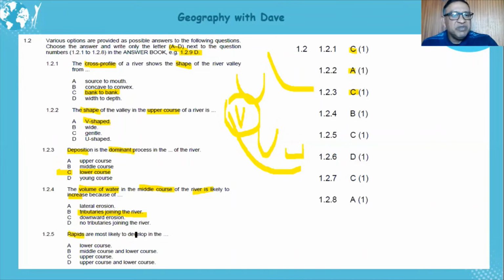Let's look at this. Rapids are likely to develop in the, okay, you will get rapids everywhere, but they're more common in where? You understand? And you've learned that it's in the upper course. So let's look at it here. Lower, middle, and lower. Can you see? The examiner now is adding options there. Okay, middle and lower. No, that can't be. Nothing there. Upper course, yes. Upper course and lower course, no. Okay, so I've got upper course. So sometimes they can give you options. Don't just look at the first word and assume that it is correct.